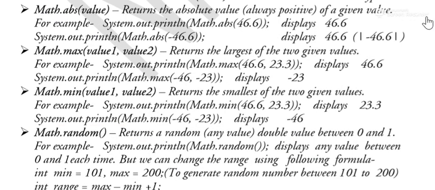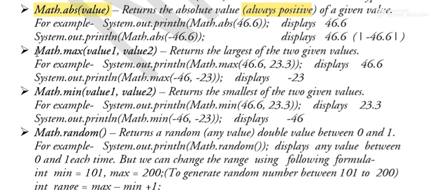Next function is math.abs. It gives the absolute value for a given number. That means if the number is negative, then it converts it into a positive number. It always returns the positive number.